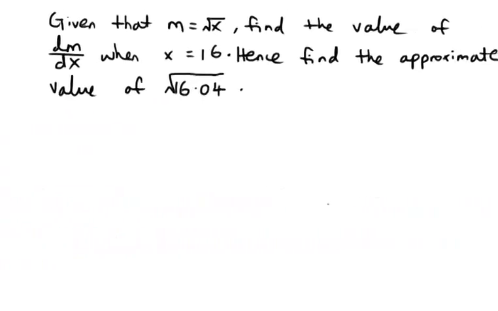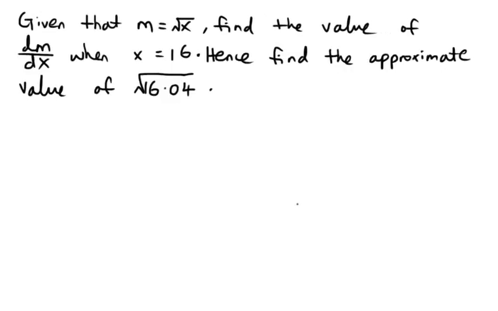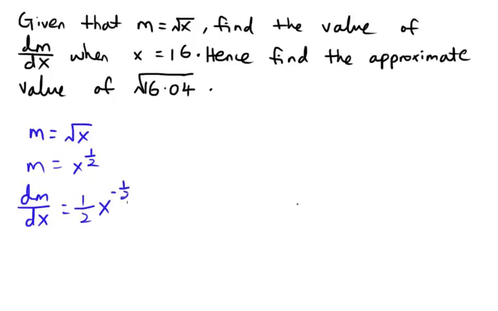Now, the next example: given that m equals square root x, find the value of dm/dx when x equals 16. So we do this part first. m equals square root x. To differentiate this, we need to change the square root of x to x to the power half. So dm/dx is half x to the power negative half. We push it down to the denominator to have the positive power, so 1 over 2 square root x.